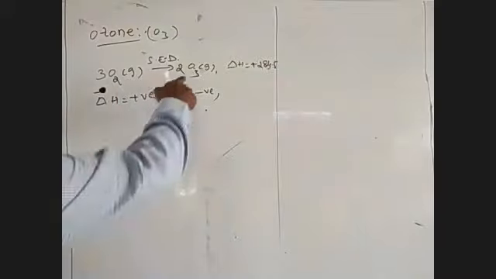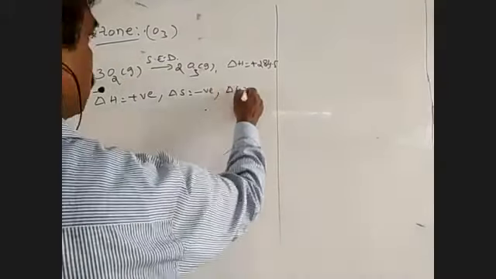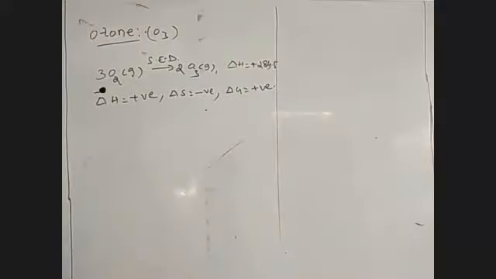The formation of O3 from O2 is a non-spontaneous process. A non-spontaneous process means delta G is positive. For a spontaneous process, delta G is less than 0, that is, negative. For a non-spontaneous process, delta G is greater than 0, that is, positive. If the process is at equilibrium, the delta G value is taken as 0.